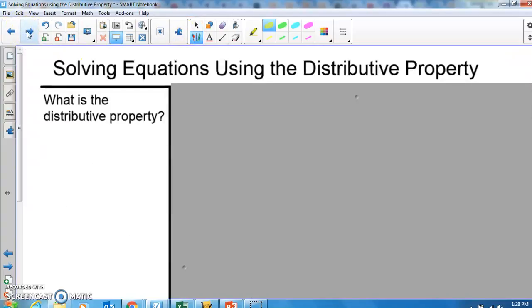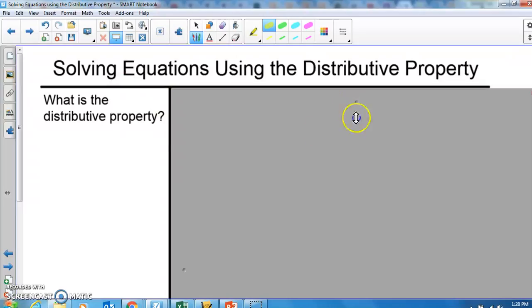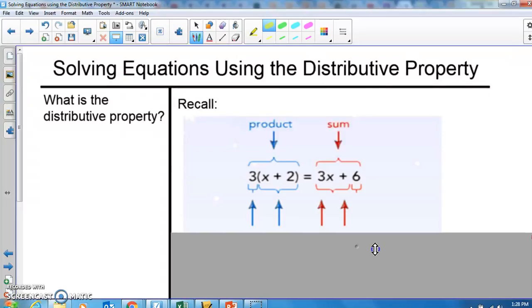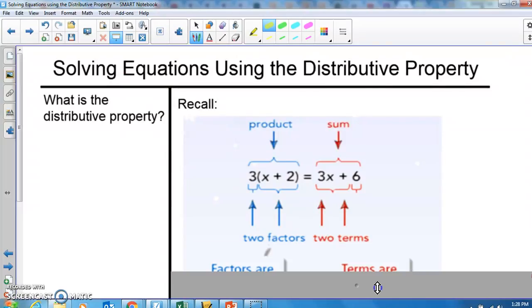Just ignore that second screen. All right, solving equations using the distributive property. First of all, on this page, don't copy anything down yet. We all know what the distributive property is. This is nothing but a review, so you don't need to copy anything down here.